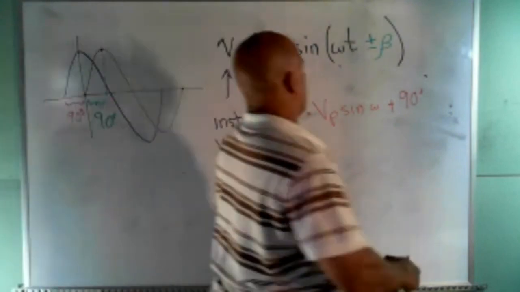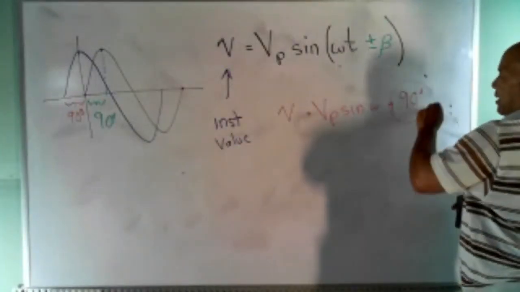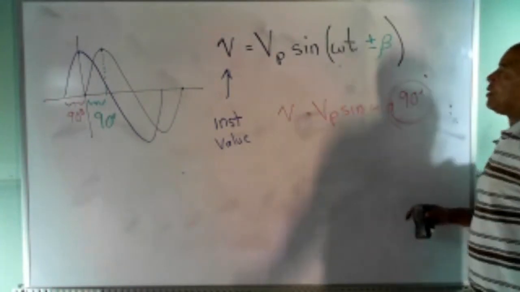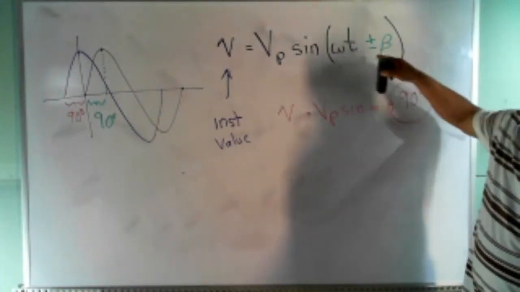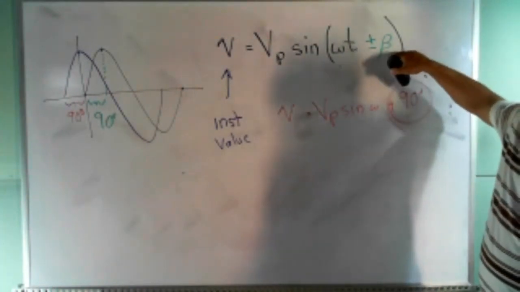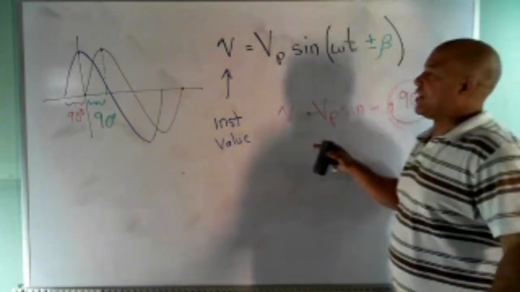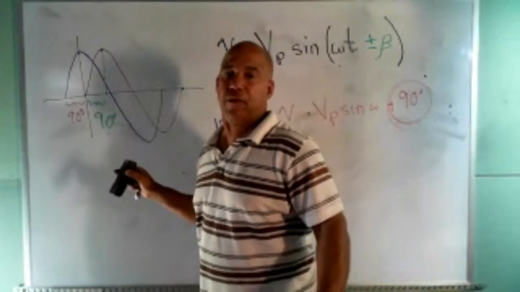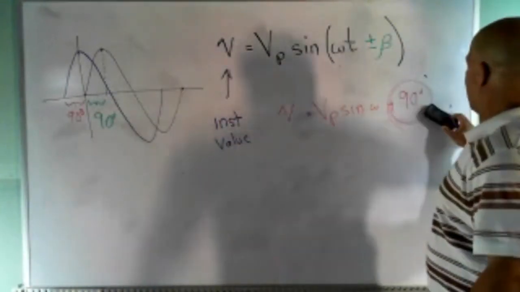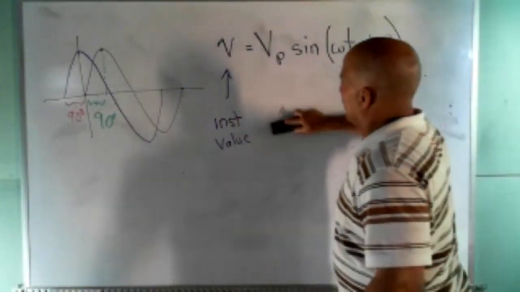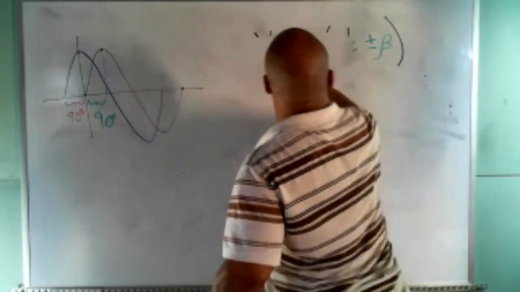So whatever you see here is the phase angle, and notice that this is in radians, but we always show that phase angle in degrees, because that doesn't change the value of anything. It just shifts the sine wave back and forth. So now, having said that, let me go back to what I said before.